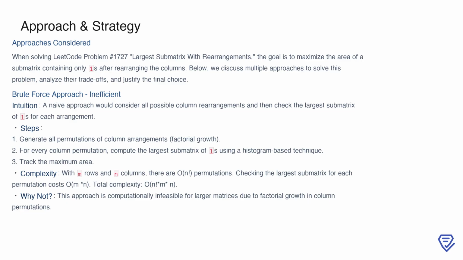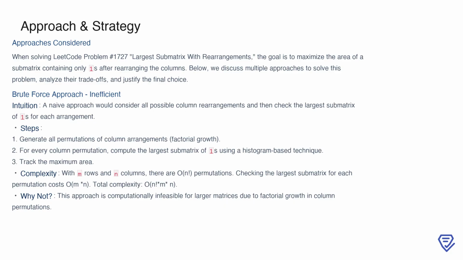When tackling the problem of finding the largest submatrix with rearrangements, the ultimate goal is to maximize the area of a submatrix consisting entirely of 1s after rearranging the columns. Initially, we might consider a brute force approach. This involves generating all possible permutations of the columns, which grow factorially with the number of columns. For each permutation, we would calculate the largest submatrix of 1s using a histogram-based technique.